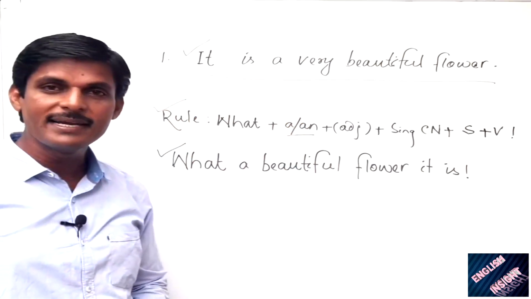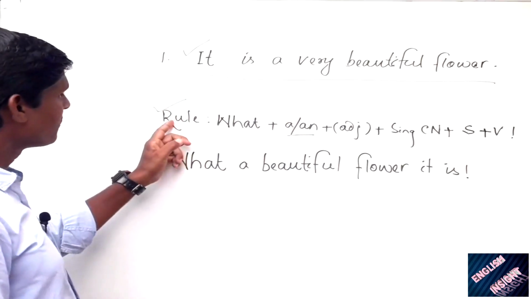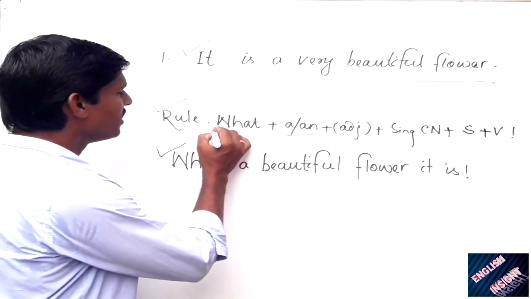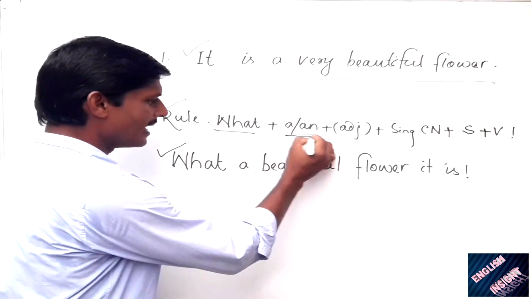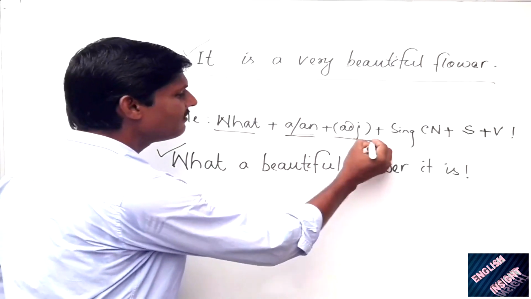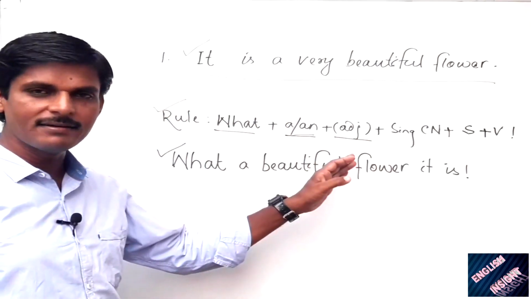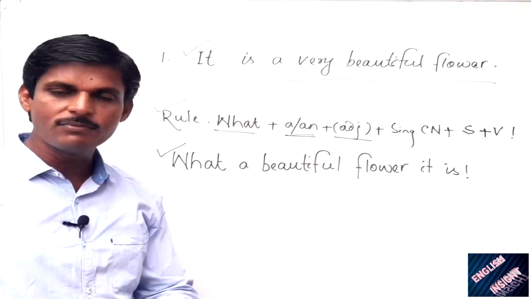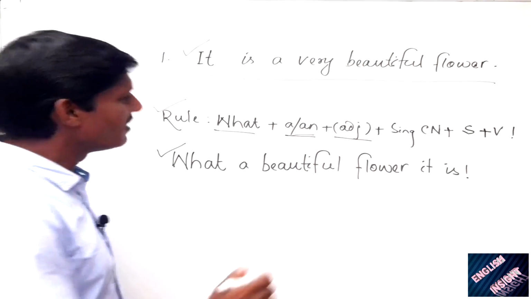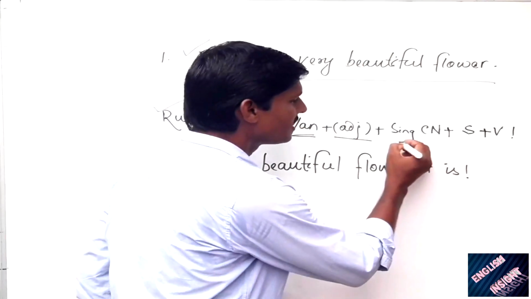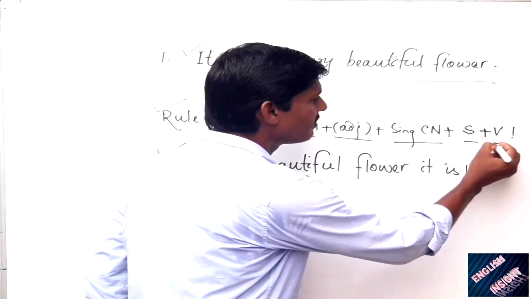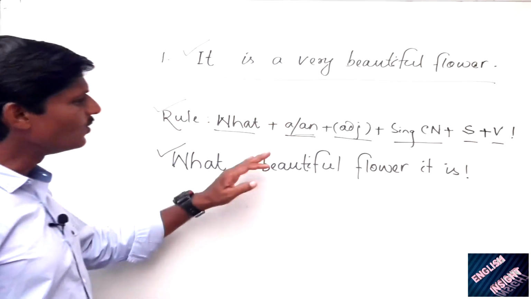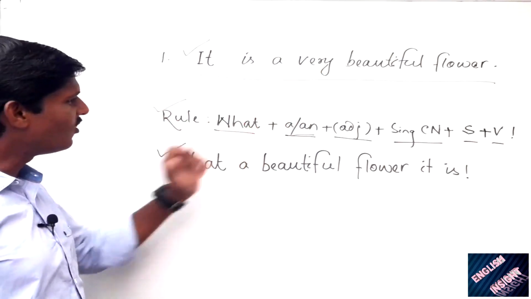But what's the rule behind that? This one is the rule. First, we should use what plus a or an plus adjective. Adjective has been bracketed here. If there is adjective in the sentence, we should use. If there is no adjective, we should not use. Plus singular CN, countable noun, plus subject plus verb. It's the rule. So we'll match all these.